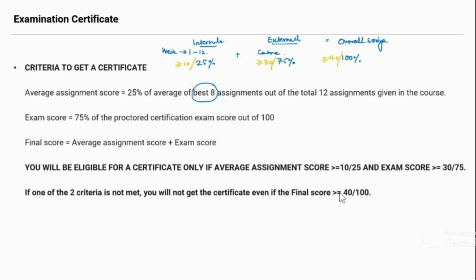Now, there could be multiple scenarios in it. For example, you may not perform very well in the internals. You might get 5 out of 25. But here you perform exceptionally well. You get 60 out of 75, and your score is overall 65 out of 100. Now you are meeting this criteria, you are also meeting this criteria, but you are not meeting this criteria, which means that you will not get the certificate.